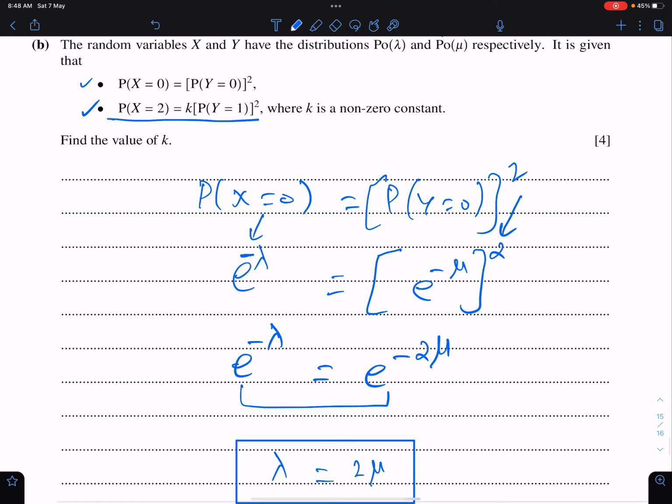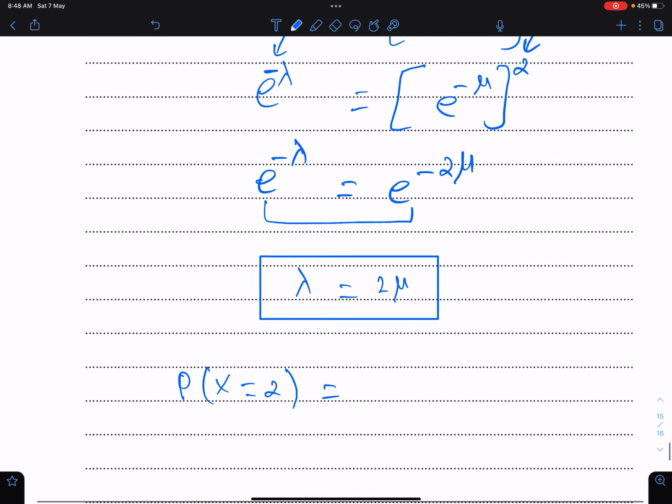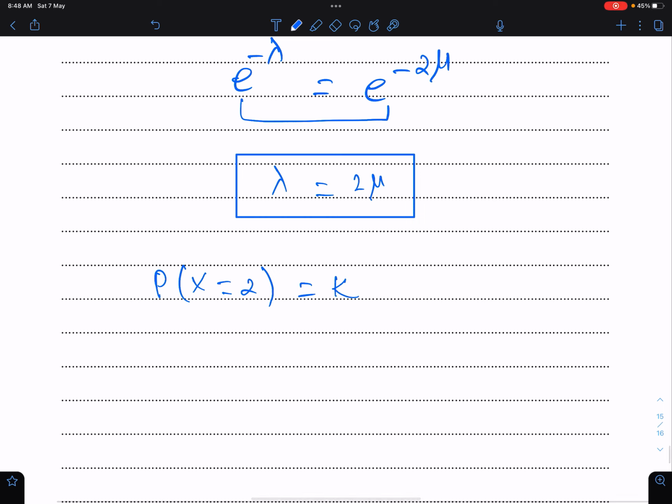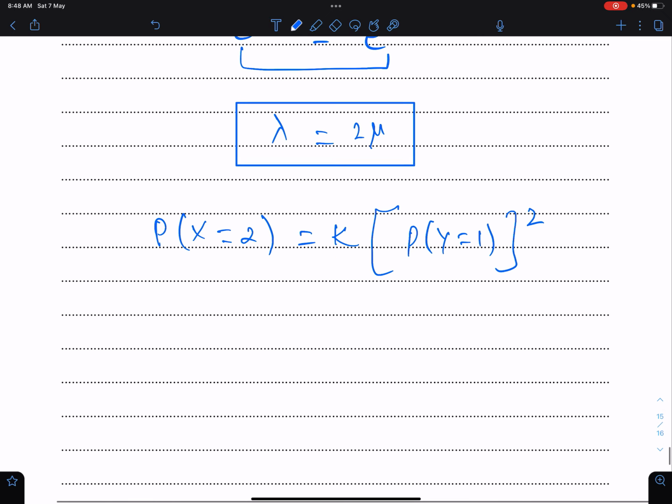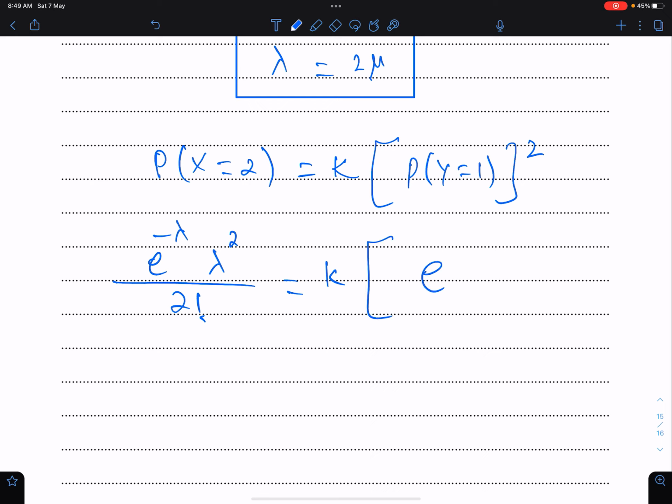Second equation, probability x2 is equal to k times probability y is equal to 1 whole square. So x2 means e power minus lambda, lambda square over 2 factorial. Whereas probability 1 means e power minus mu and mu power 1 over 1 factorial.